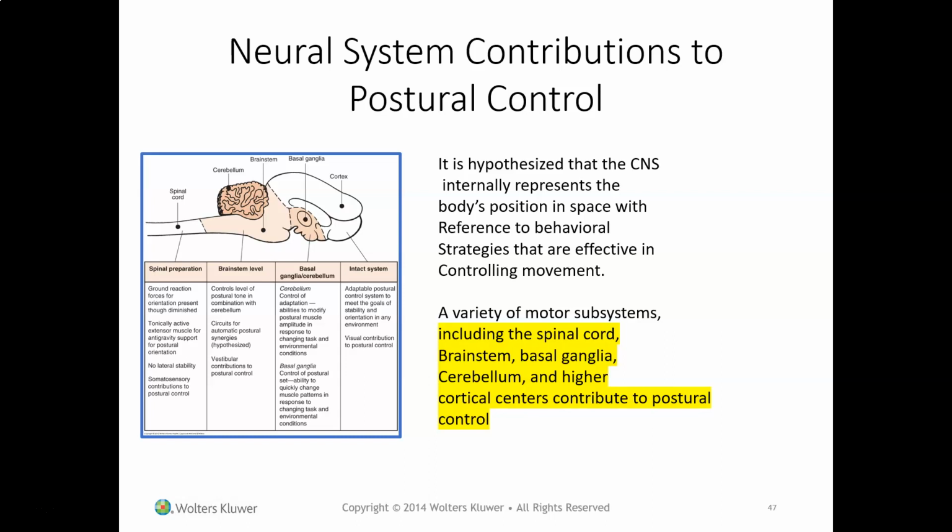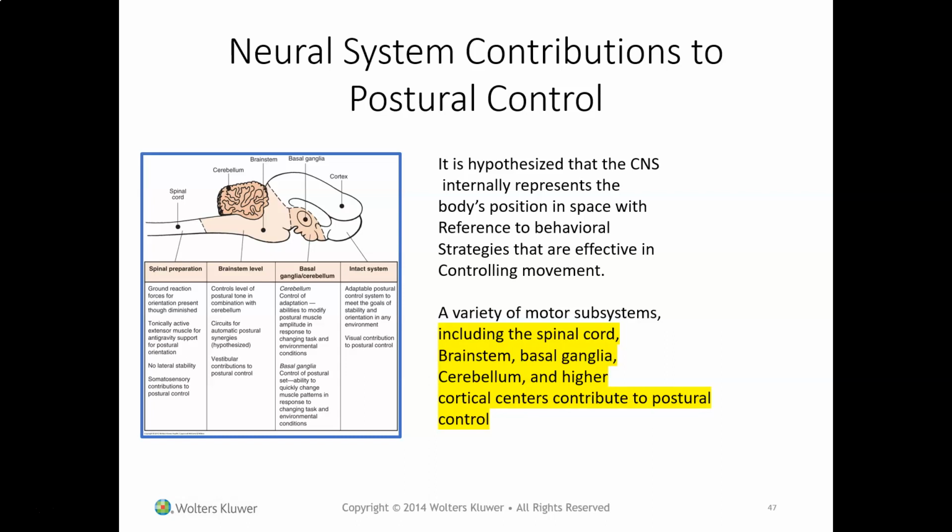Now, again, if you have an intact system, adaptable postural control system to meet the goals of stability and orientation in any environment, visual contribution to postural control. The basal ganglia and the cerebellum control adaptation, abilities to modify postural muscle amplitude in response to changing task and environmental conditions. So cerebellum's pretty important. Basal ganglia has control of postural set, the ability to quickly change muscle patterns in response to changing task and environmental conditions.